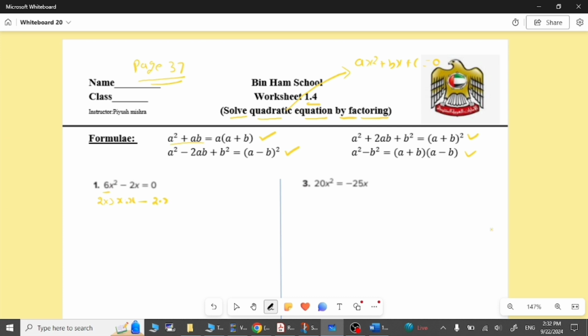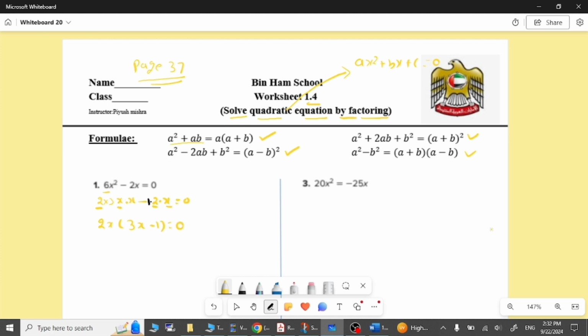I can write 2 times x is equal to 0. Now you can see what is common. 2x is common here. If you are taking common, because there is no number written here, you can consider this is 1 times. Okay, so I will take 2x common. What will remain from here? From here it will remain 3x. And from here if I take 2x common, minus 1 will remain, and is equal to 0.